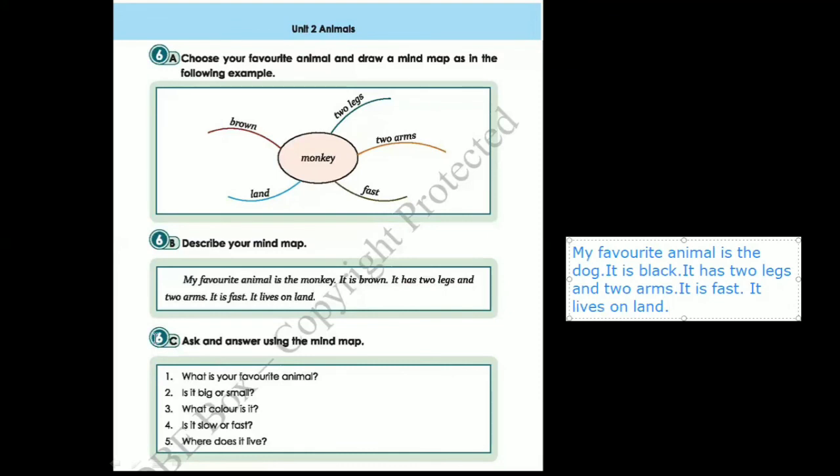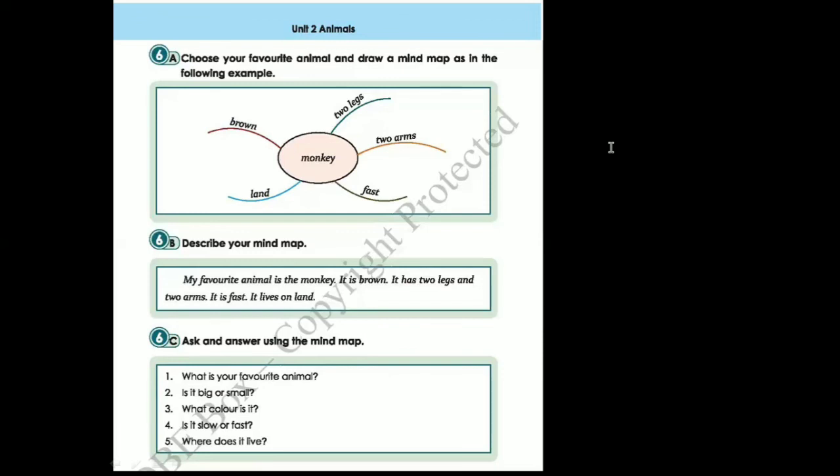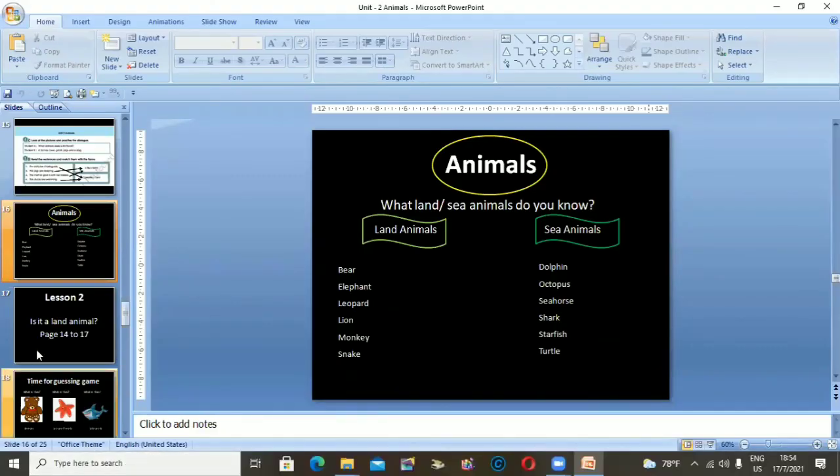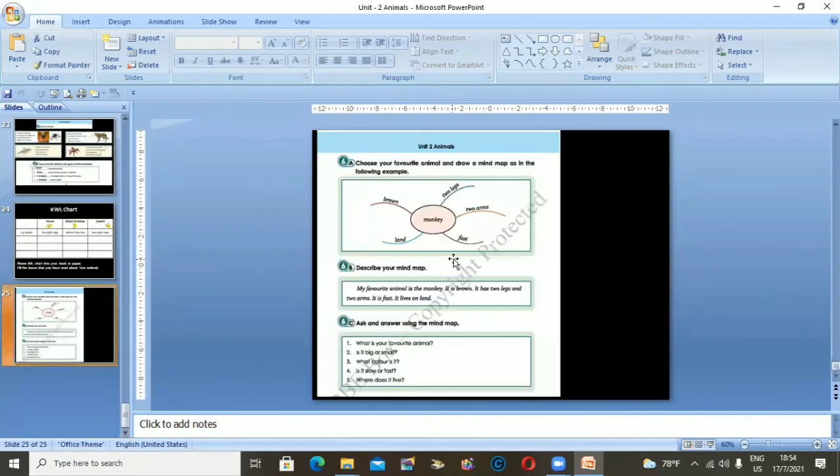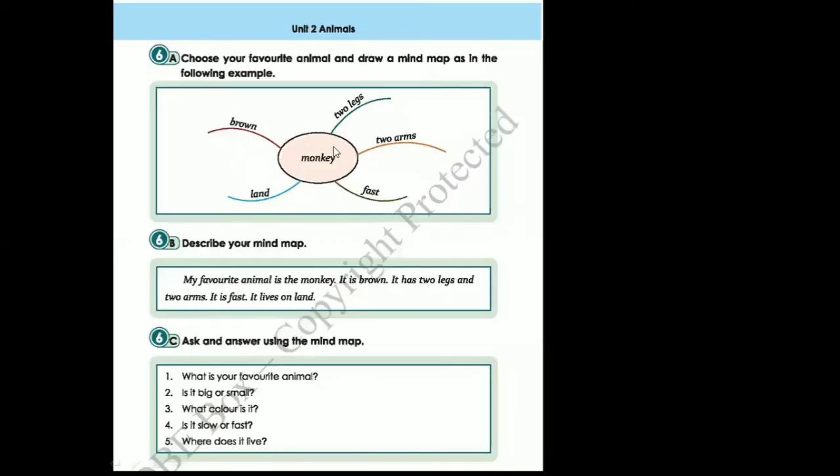And then in 6C, we use the mind map. We have to use our mind map and then we have to answer. Okay, you have to practice with your friends. Okay, so thank you. I erase it. Okay, let's go to another one. Our lesson is done. You have to write down your mind map and then you have to ask the question. Unit two lesson two, is it an animal? Is it a land animal lesson?